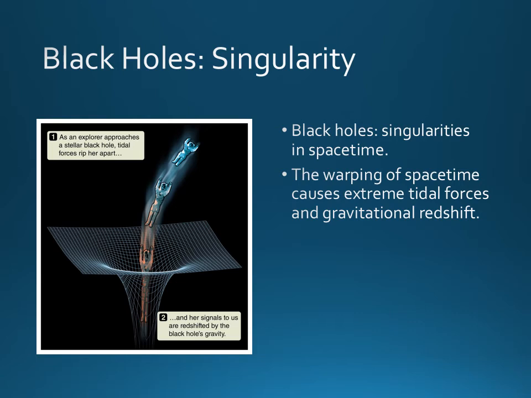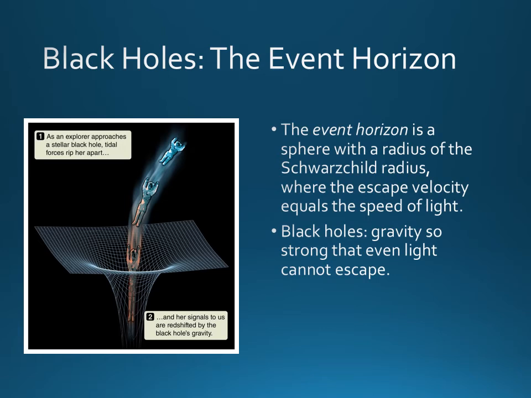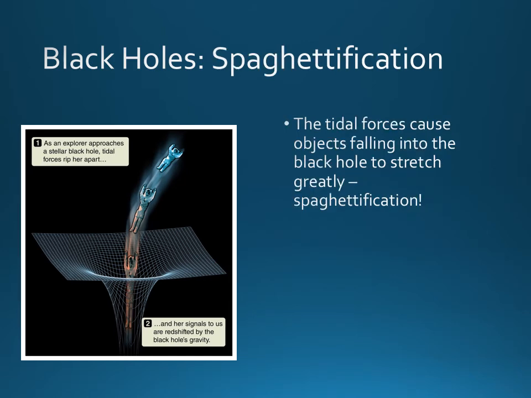Black holes are singularities in spacetime. The warping of spacetime causes extreme tidal forces and gravitational redshift. The event horizon is a sphere with a radius known as the Schwarzschild radius, where the escape velocity equals the speed of light. Black holes have a gravity so strong that even light cannot escape. The tidal forces cause objects falling into the black hole to stretch greatly. This is called spaghettification.